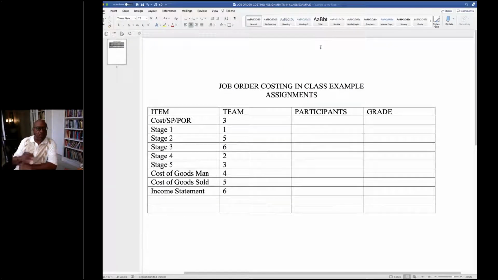Okay, so here you see your assignments that you have to work on each team, who the participants, and the grades that you're going to get. Okay? How do we simplify all of this that we talked about? How can we simplify this a little bit so that everybody can work on what they're supposed to work on?